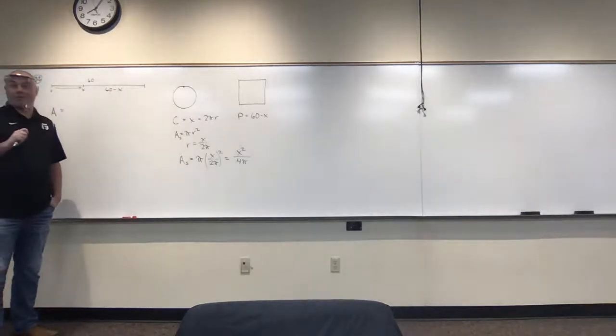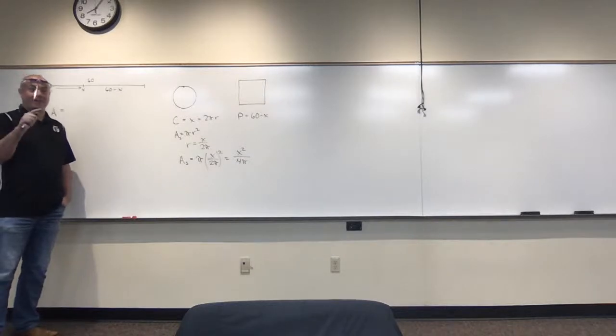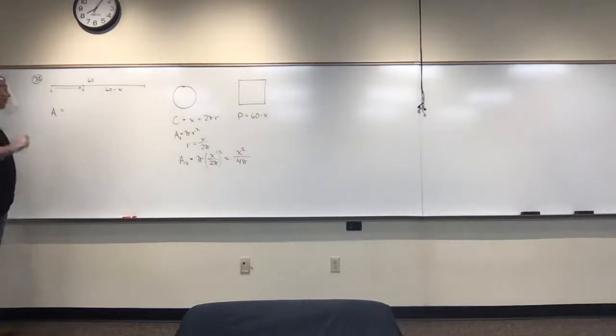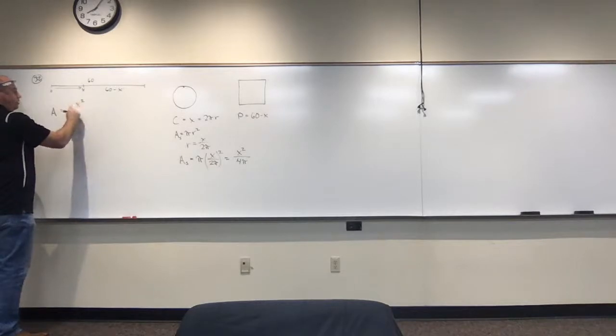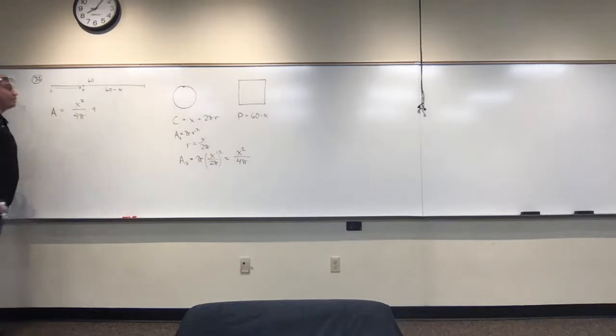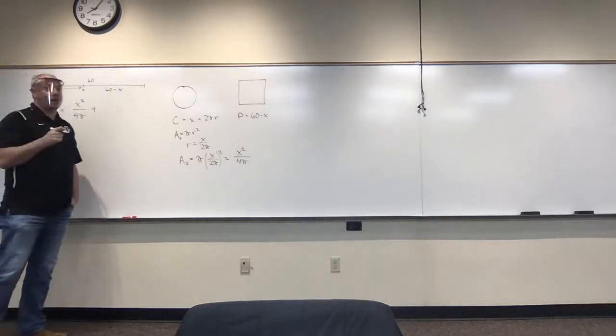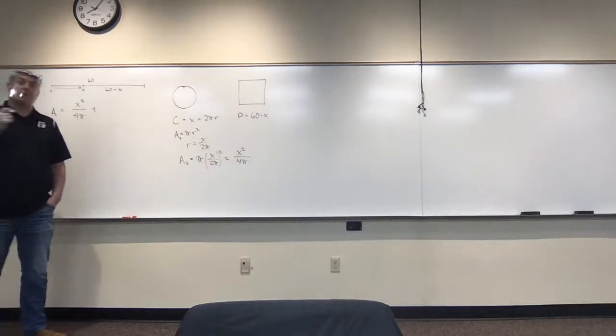Does everybody agree with this so far? Is that what you got? No, you did it a little differently, or? I didn't know where to start. Okay, yeah. So this one, the area of the circle is x squared over 4 pi. Now we need to add what's the area of the square. We know the perimeter of the square.